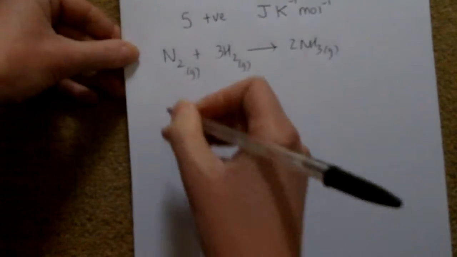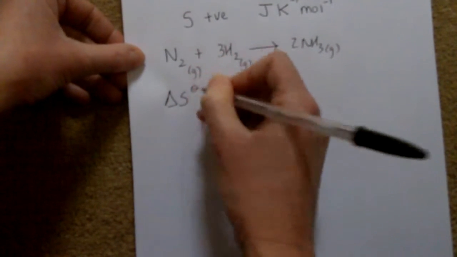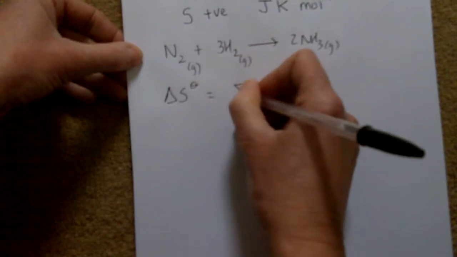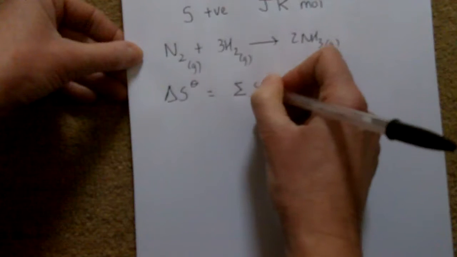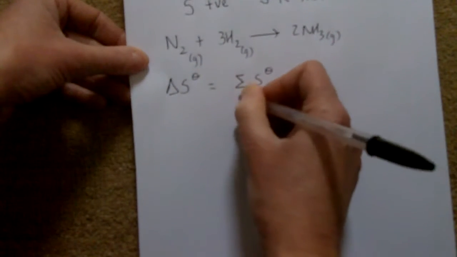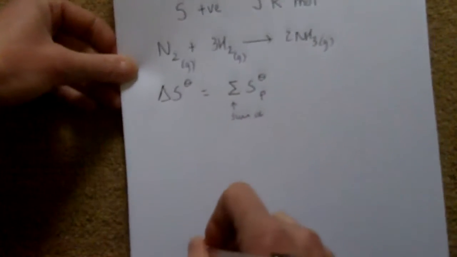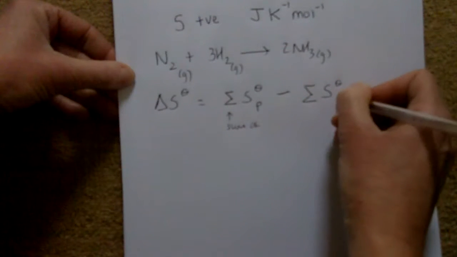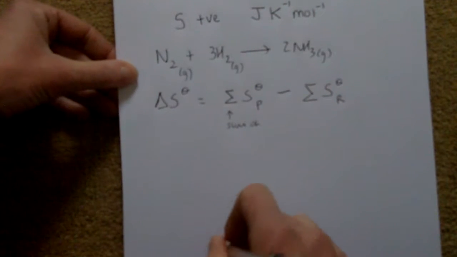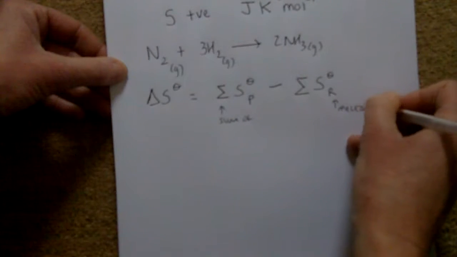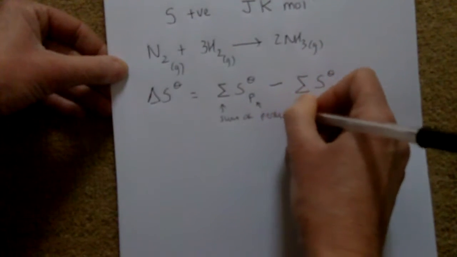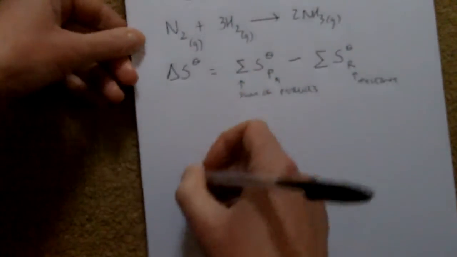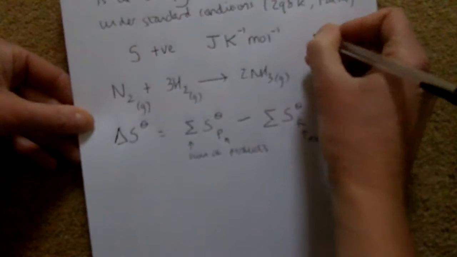And if you're asked to find the entropy change of a reaction, the entropy change is the sum of the entropy of the products, take away the sum of the entropy of the reactants. Okay, P for products, R for reactants. So you'd get a table, and it would give you the entropy of all the different items.